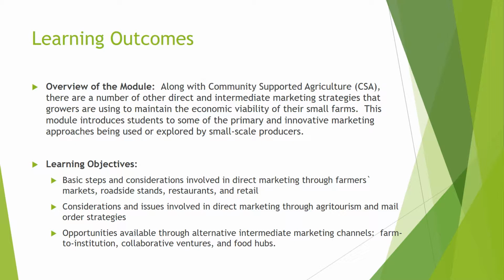So the overview of the module, as I mentioned, along with CSA, there are a number of other direct and intermediate marketing strategies that growers are using to maintain the economic viability of their small farms. This module introduces students to some of the primary and innovative marketing approaches being used or explored by small-scale producers. Some of the objectives we're going to be going over: basic steps and considerations involved in direct marketing through farmers markets, roadside stand, restaurants, and retail. Also going to talk a little bit about considerations and issues involved in direct marketing through ag tourism and mail order strategies. Also talk about opportunities available through alternative intermediate marketing channels, farm to institution, collaborative ventures, and also food hubs.